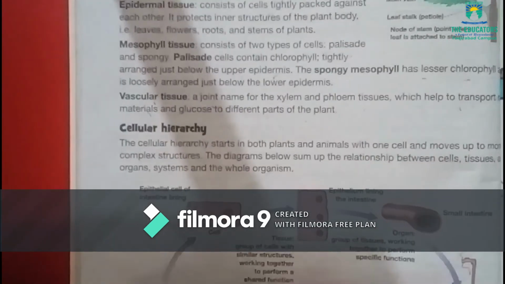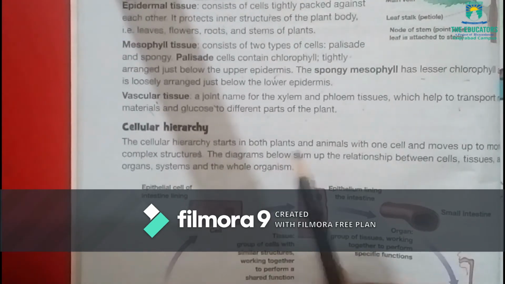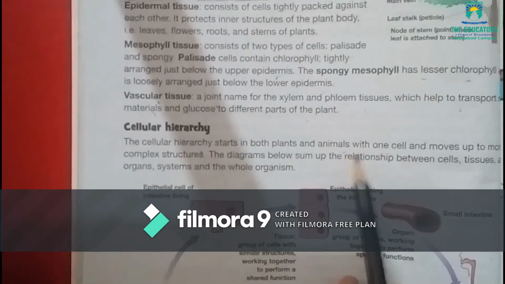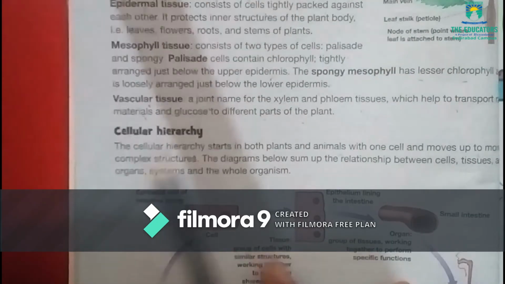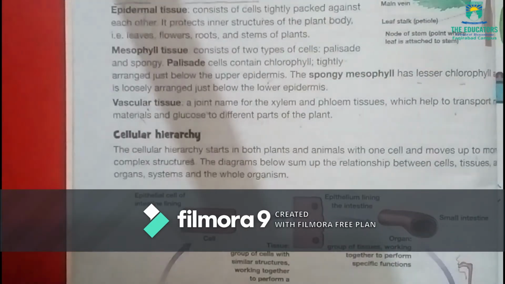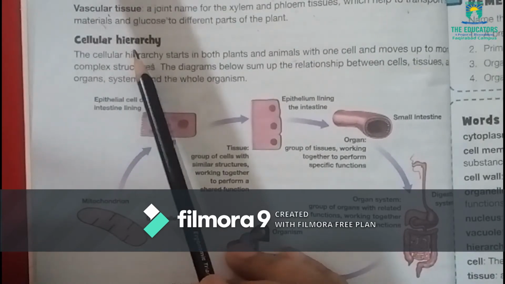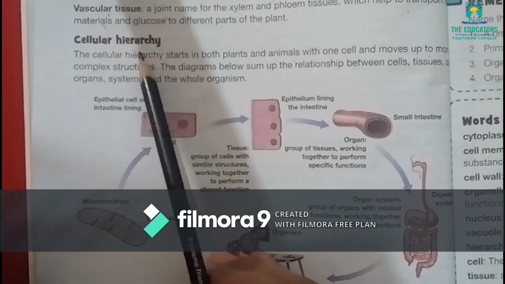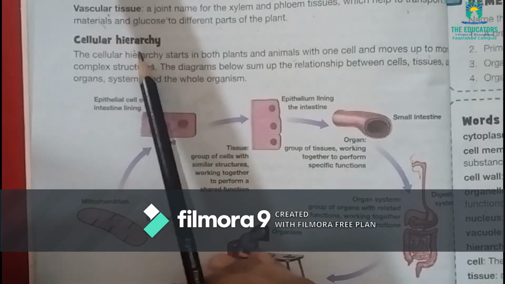Now next topic is cellular hierarchy. The cellular hierarchy starts in both plants and animals with one cell and moves up to more complex structures. What do you mean by hierarchy? It's a system in which cells are organized from simple to complex.